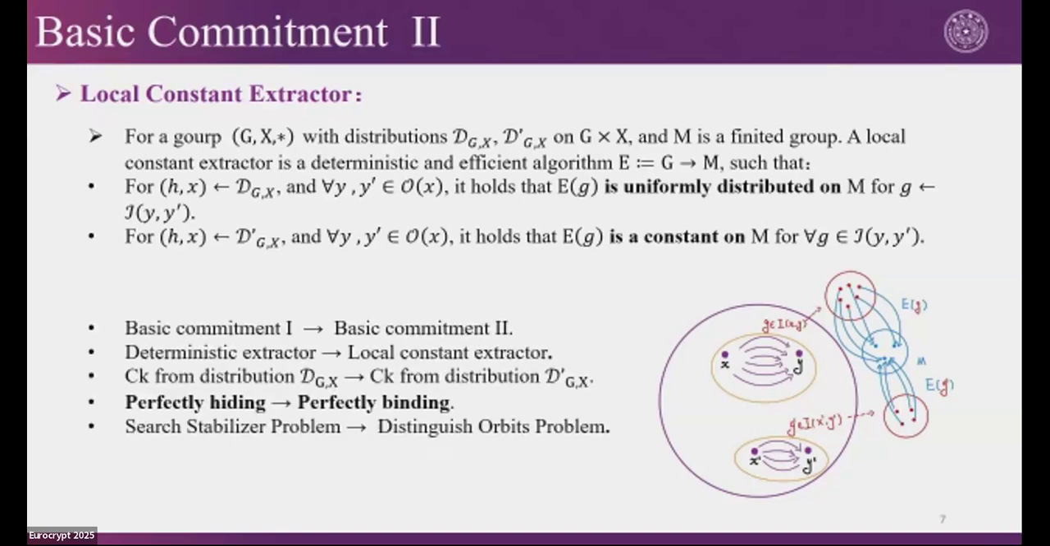Okay, so we can transform the basic commitment 1 to basic commitment 2 by replacing the deterministic extractor with the local constant extractor, and CK from distribution E to CK from the distribution E prime. So the basic commitment 1 is perfectly hiding based on the search stabilizer problem, and commitment 2 is perfectly binding based on the distinguished orbits problem.